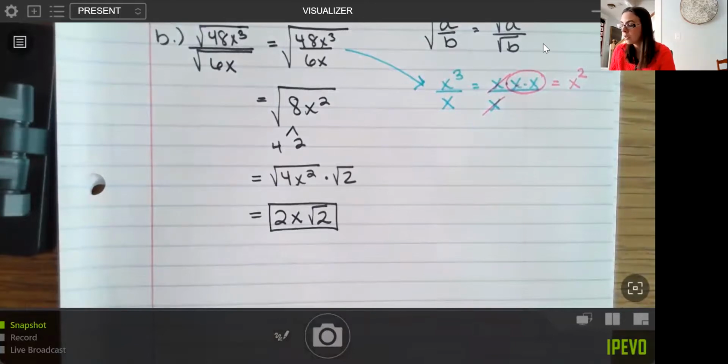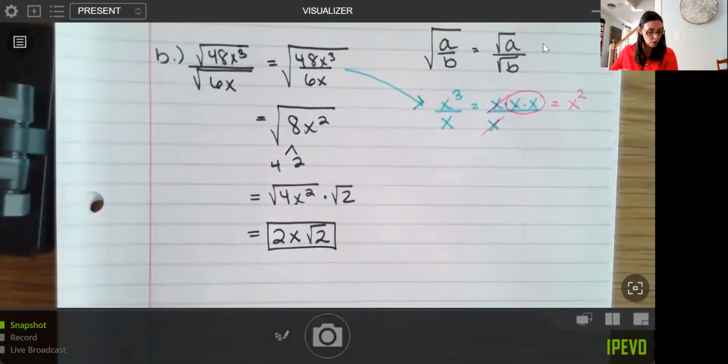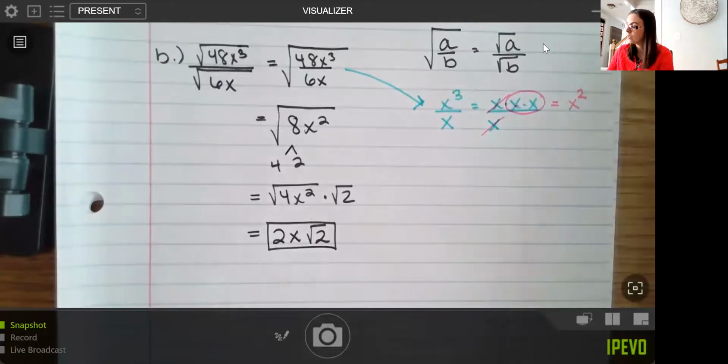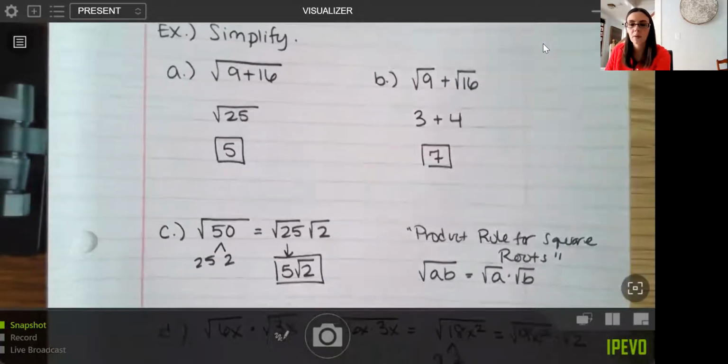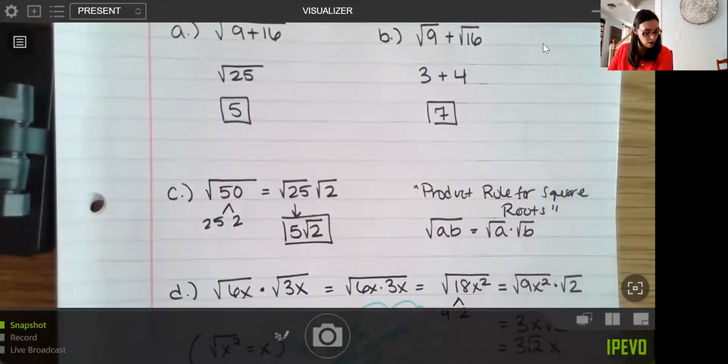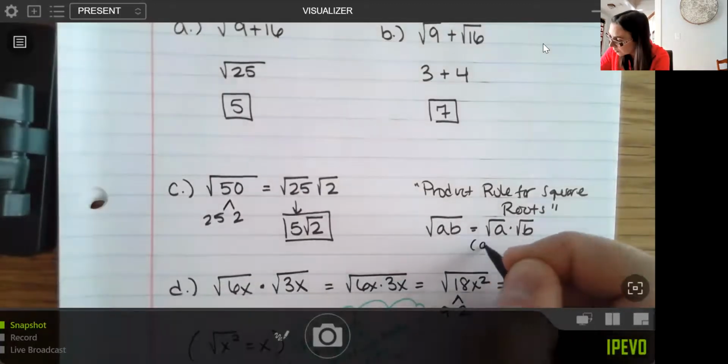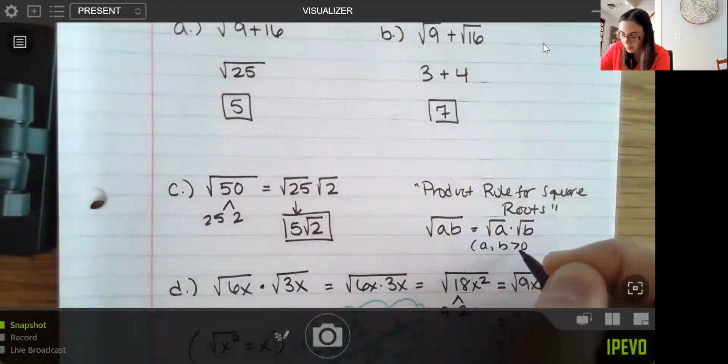Now, the other thing I do want to clarify here is that when you're using the quotient rule and the product rule, I kind of skipped over this idea, but you are assuming that your values on the inside are not negative. So we are making that assumption that we're not dealing with any negatives on the inside. So we do have that to be careful of here. So maybe I'll make a note, a and b are both greater than or equal to 0.